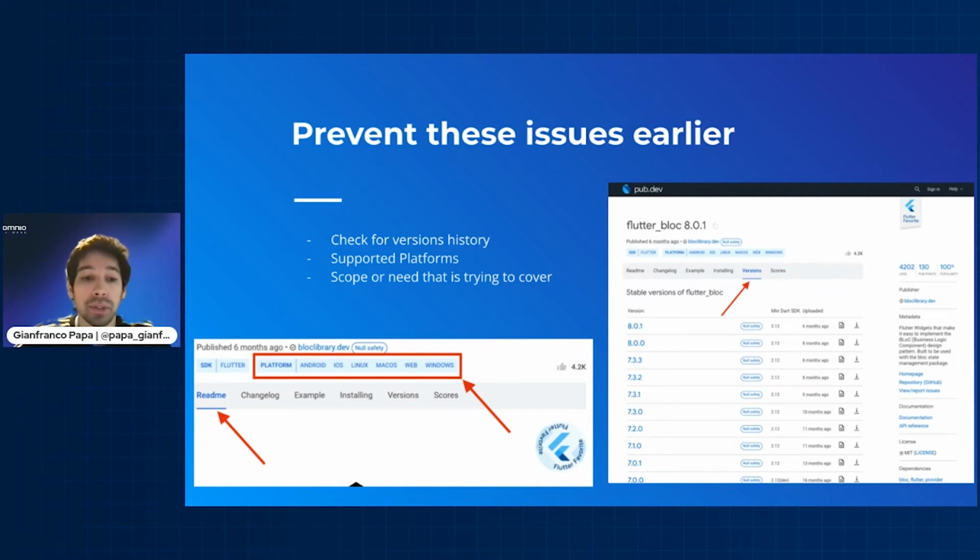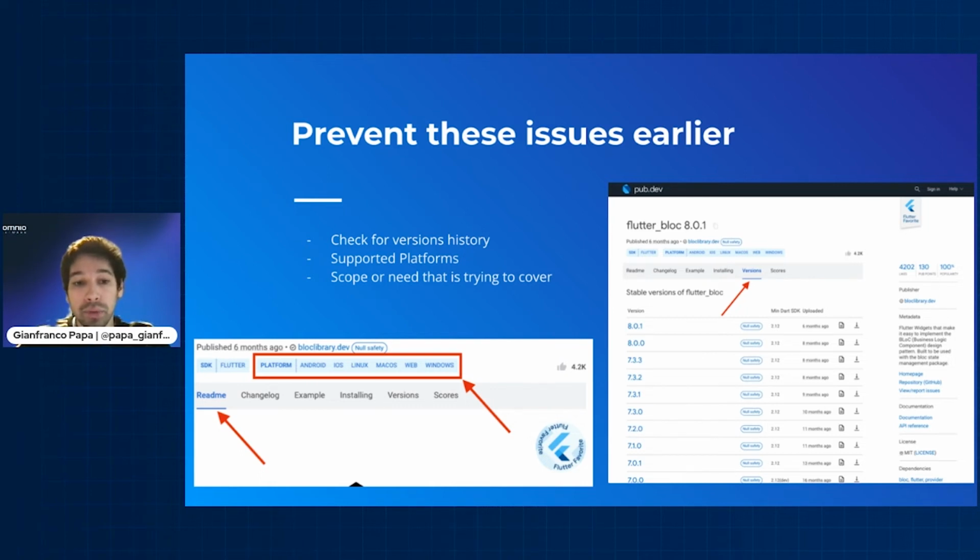Then another thing we can check on top is the supported platforms. This is really useful because it will tell us the platforms that the library supports. Because in Flutter we can target different platforms, even if in the early beginning of the process we are not targeting a specific platform, it is a good idea to identify if that library will support that platform in the future or not.